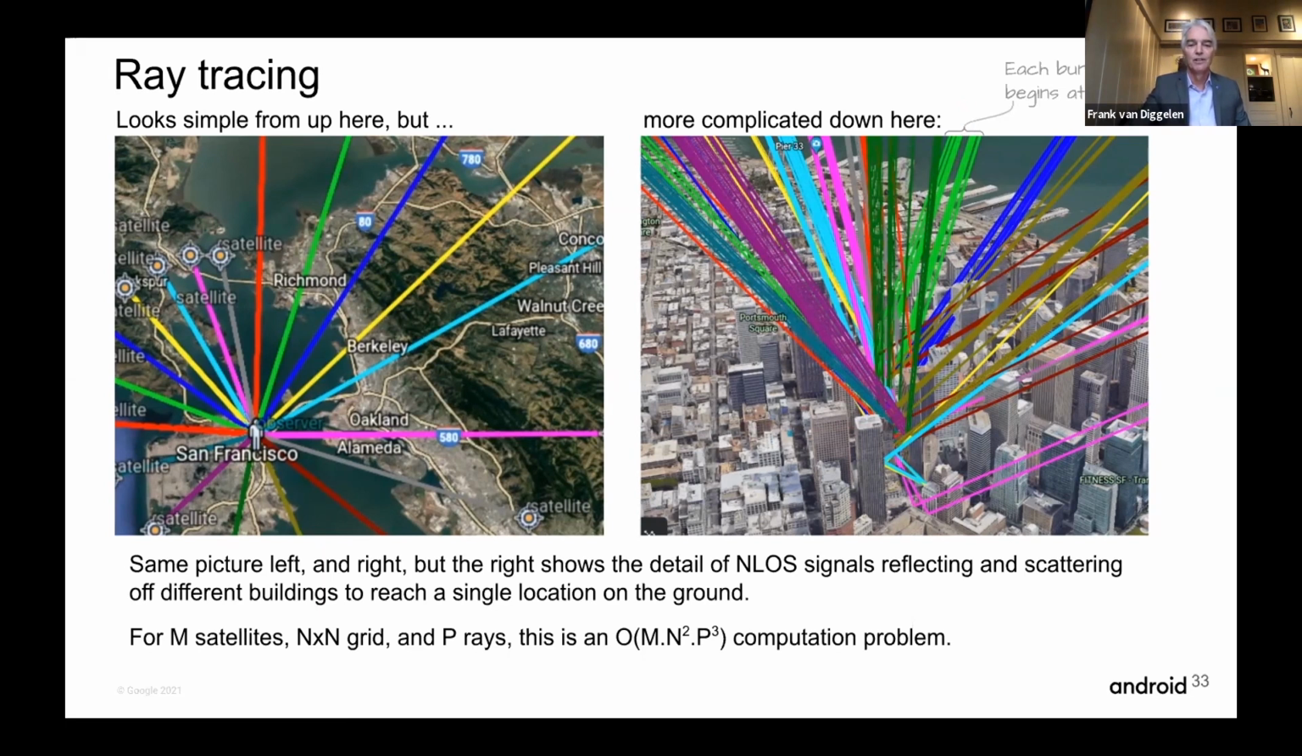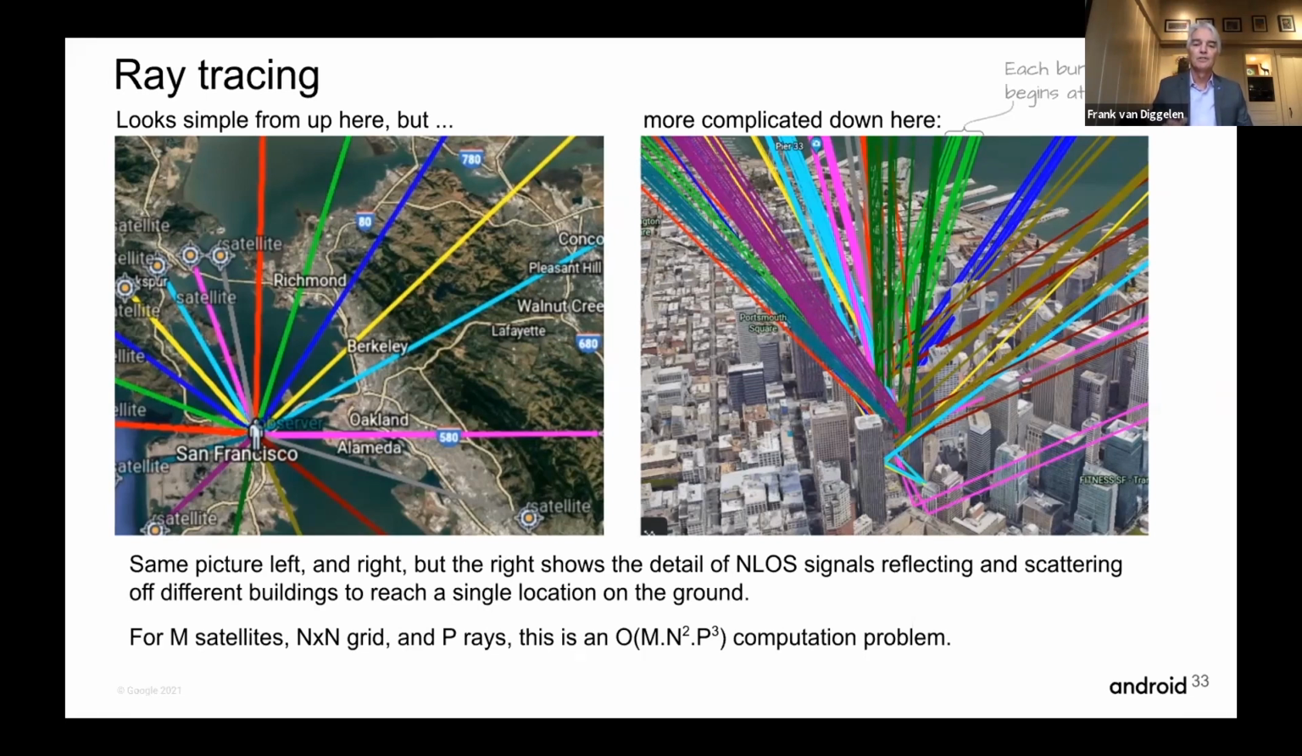And from the numerics point of view, it turns out that if you have M satellites, typically a number like 20, and you're doing this over an N by N grid, where N would be something like 100, and you have P rays. When you're doing ray tracing, it's all the possible rays you have to consider, so P can be a very large number, like in the thousands. This problem is an order N squared P cubed computation problem.